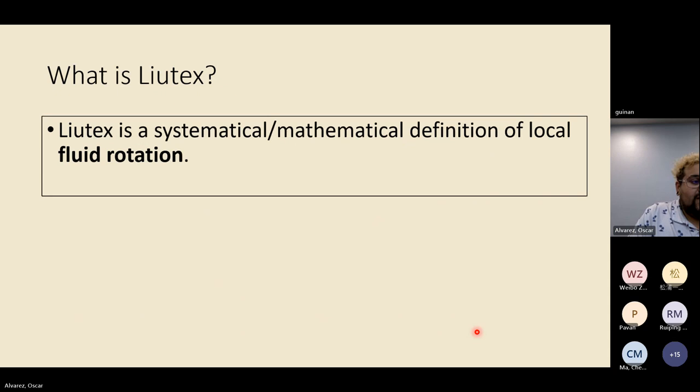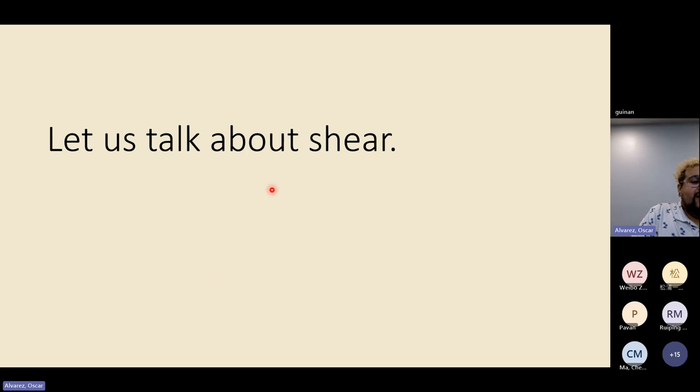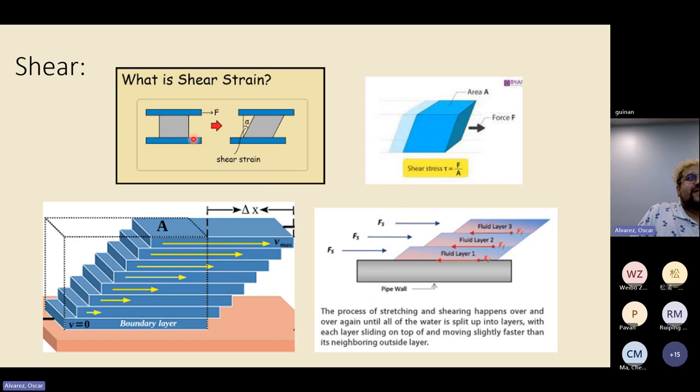Well, let's talk about Liutex. Liutex is a systematical or mathematical definition of local fluid rotation, just rotation. Well, okay, rotation, that's cool. What about shear? Well, what is shear? Here's some basic solid mechanics about shear. You have, let's say, two plates, and then you move the top one, and this causes shear strain. So if I have this solid block, a finite block of stuff, this is what shear looks like. Well, let's look at a fluid.